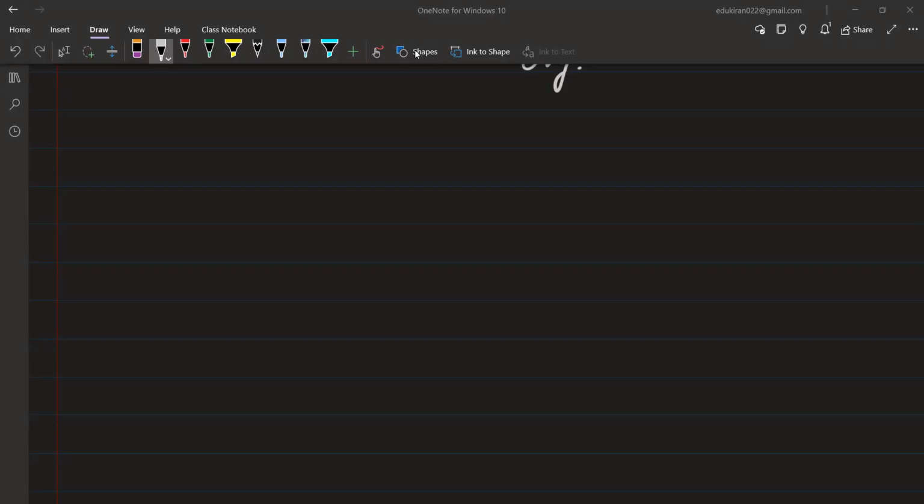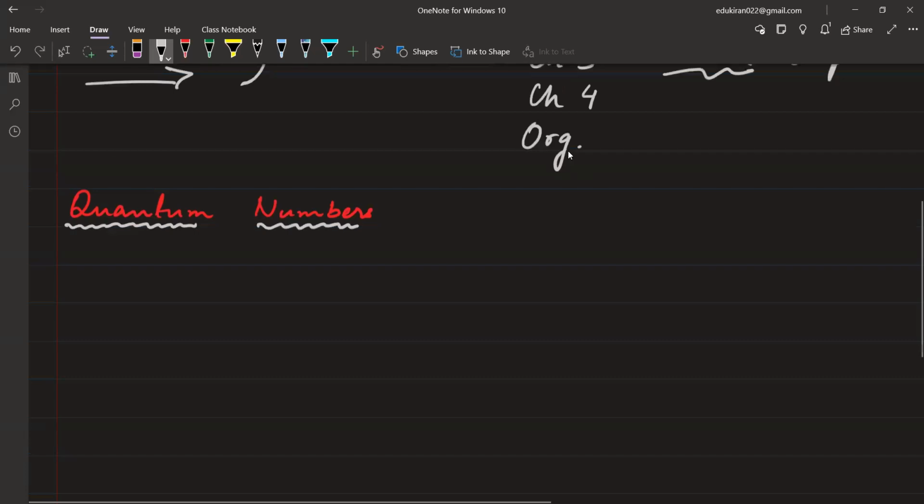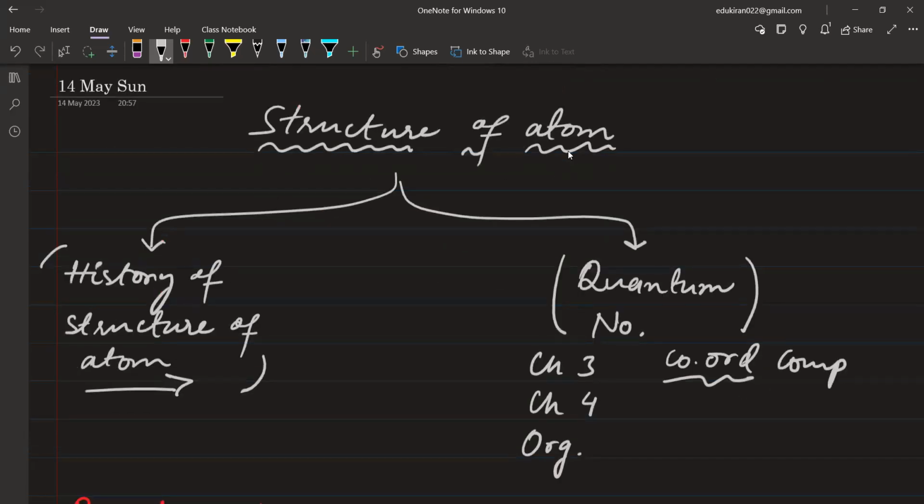Write the topic: Quantum numbers. Haya, you joined a bit late, so I'm just telling that this is in the second chapter. So you also write the name of the chapter, that is structure of atom. Okay, sir.